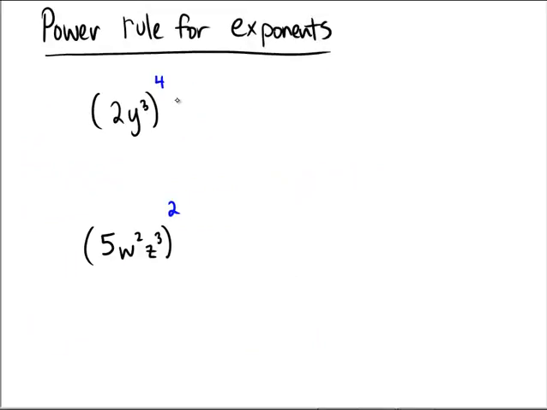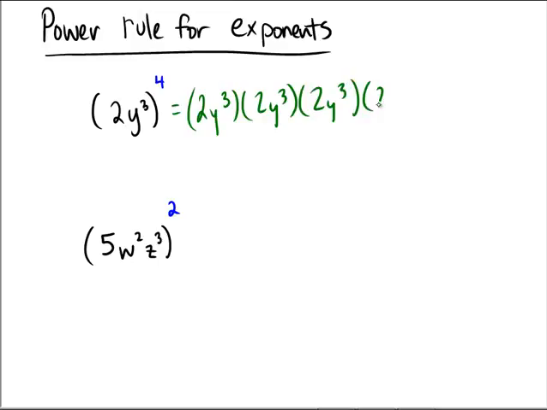Let's discover the power rule for exponents. So in the first example we have 2y cubed raised to the power of 4. Raising to the power of 4 means to multiply it by itself 4 times over. So we have 2y cubed, 2y cubed, 2y cubed, 2y cubed.